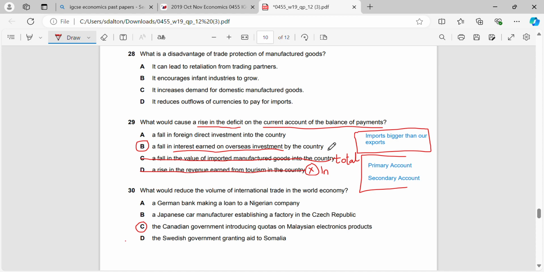And what that's going to do is it's going to reduce the amount of money coming in. Right, so in this case, if we have a fall in the interest earned on overseas investments, the amount of money that we have coming into the country will reduce, so that will result in a rise in the deficit. Just like here for A, a fall in foreign direct investment into the country, you might assume that that would result in a rise in the deficit, but that's not going to be accounted for in any of our current account balance of payments section.